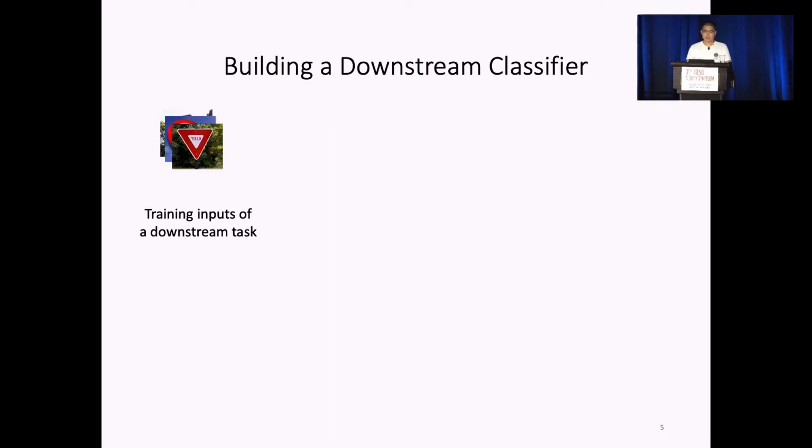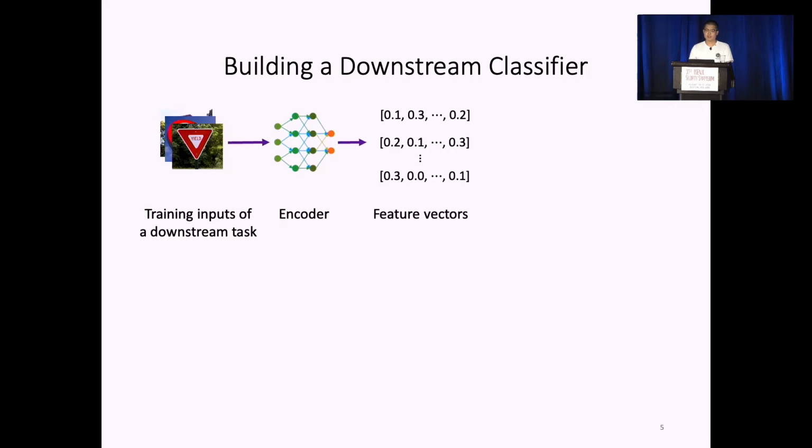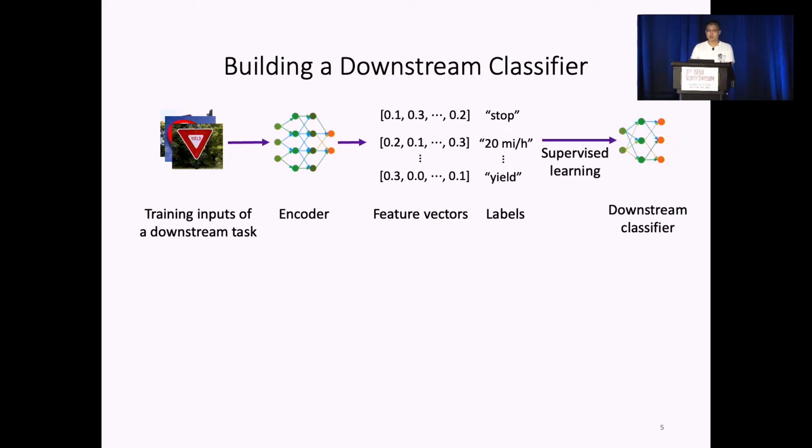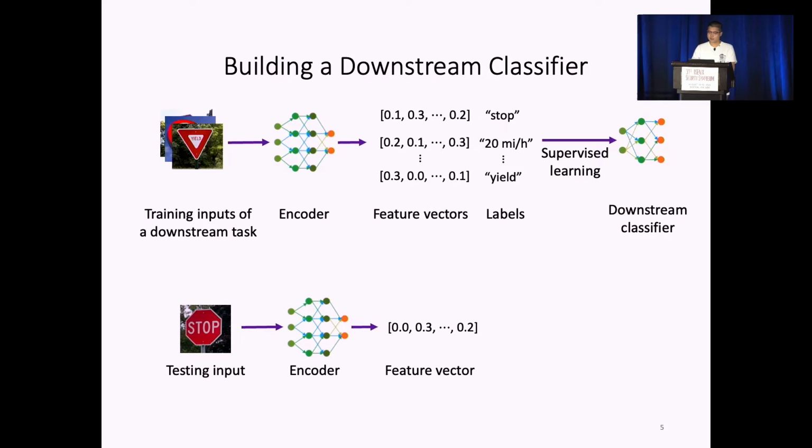Given a set of training inputs of a downstream task, we use the pre-trained encoder to extract feature vectors for each training input. And together with the corresponding labels, we build a downstream classifier in the standard supervised learning way. And during testing time, given a testing input, we use the encoder to produce a feature vector for it and use the trained downstream classifier to predict the final label.